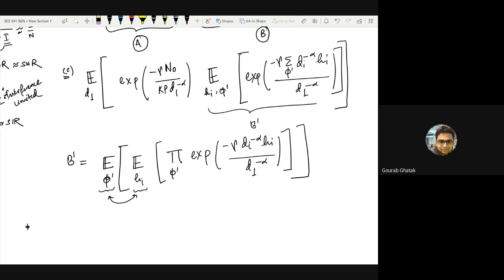Also, remember that each of these links is experiencing independent realizations of the fast fading, which means if this fast fading is called H1 and this fast fading is called H2, H1 is independent of H2, right? And what we know is that if we are taking an expectation with respect to x and y, it becomes the expectation of x multiplied by the expectation of y in case x and y are independent. So here we are dealing with a product of terms.